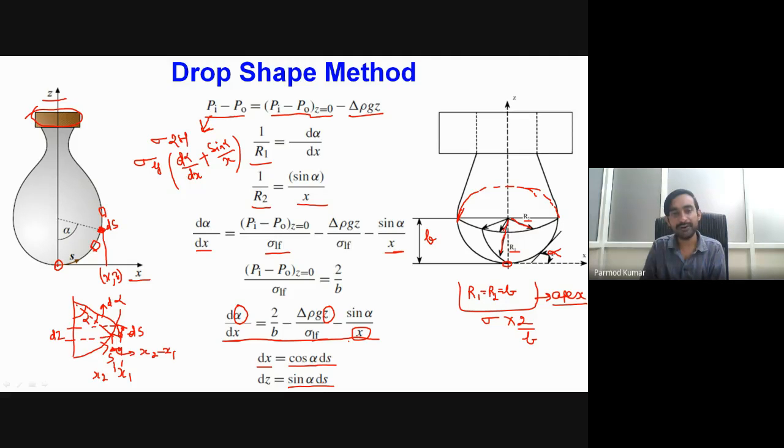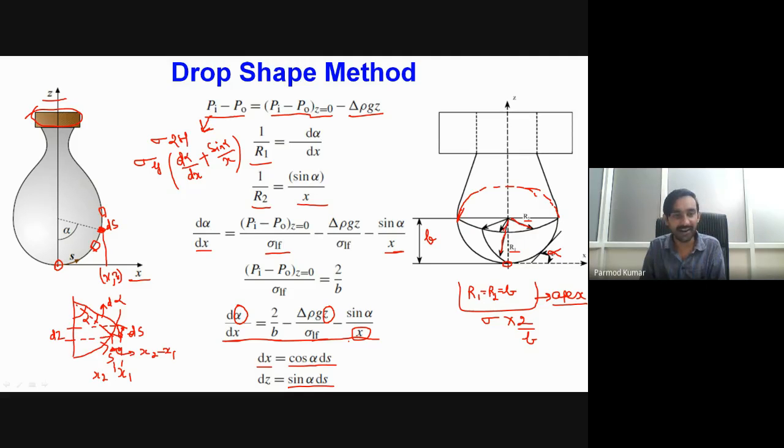So now we have three equations. One is for alpha, which varies with z and x, and then one separate equation for dx and a separate equation for dz. These are for the elemental surface of the drop, where we have taken ds as the small elemental surface of the drop.